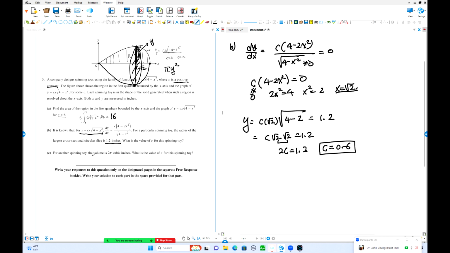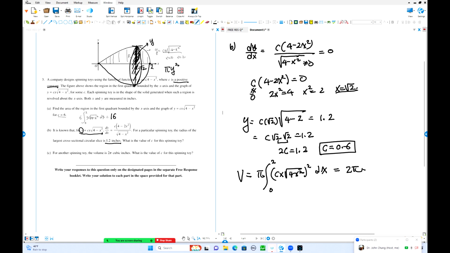Alright, number 3. For another spinning toy, the volume is 2 pi cubic inches. What is the value of c for this spinning toy? Now let's find the volume. How can you find the volume? From here, pi y squared is the area. So we take the integral from 0 to 2 of pi y squared, where y is cx times the square root of 4 minus x squared, that is the radius, squared. That's the volume, and this volume equals 2 pi.